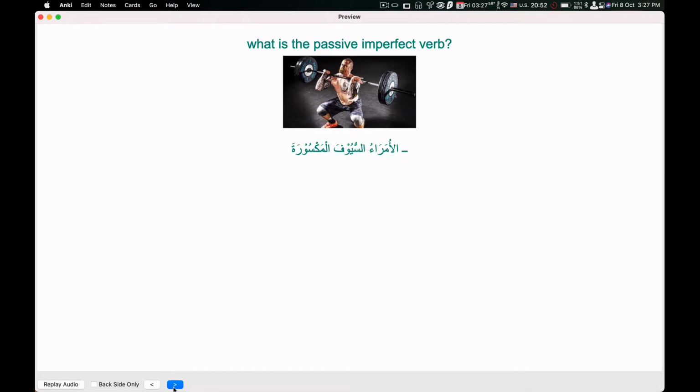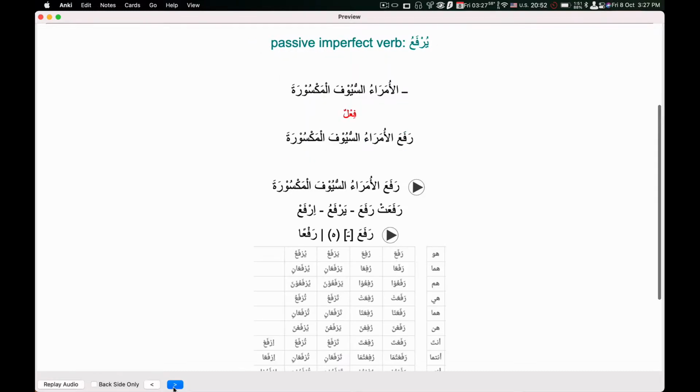So now we have the passive imperfect. As I said, the passive means the subject is not being stated, and the imperfect is a verb that has been done in the present or in the future. We know Rafa'a is the perfect verb, the passive perfect is Rufi'a, and then the passive imperfect is Yurfa'u.